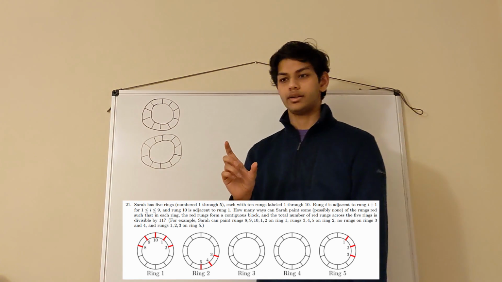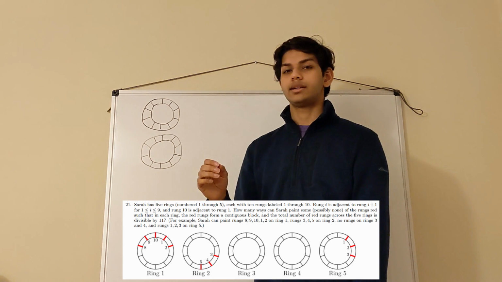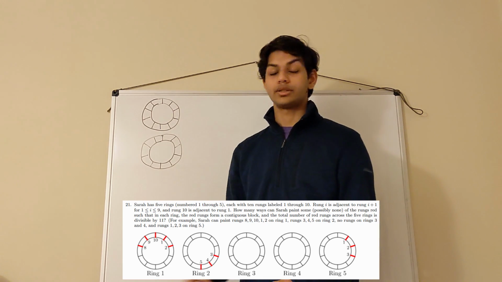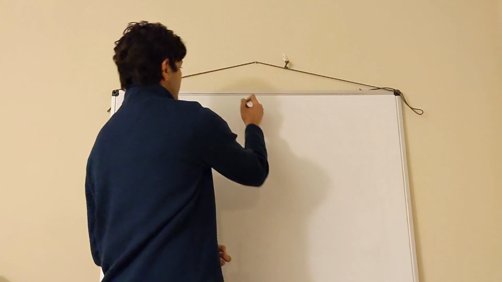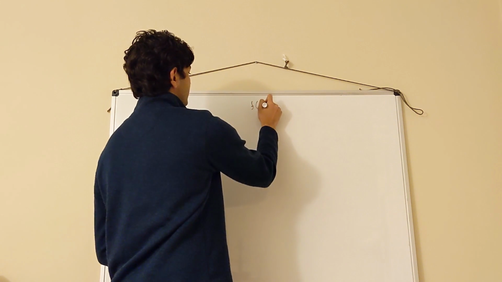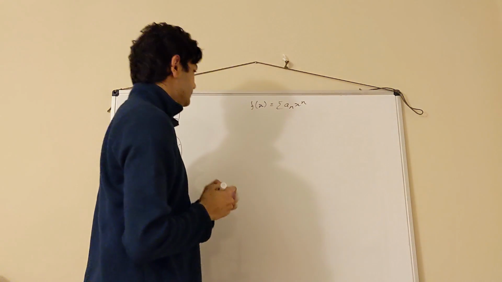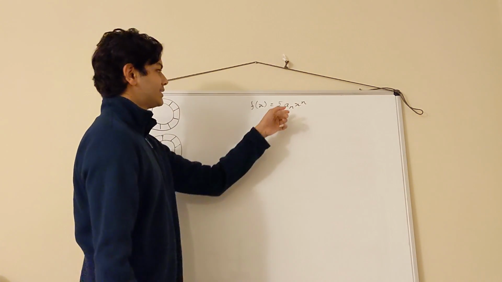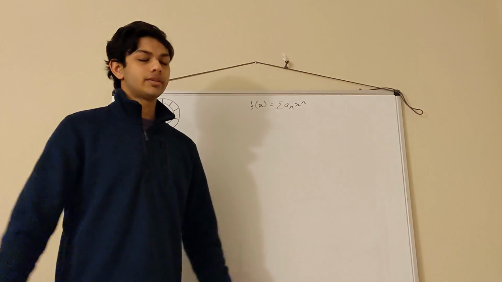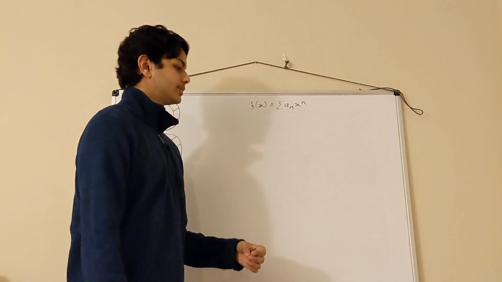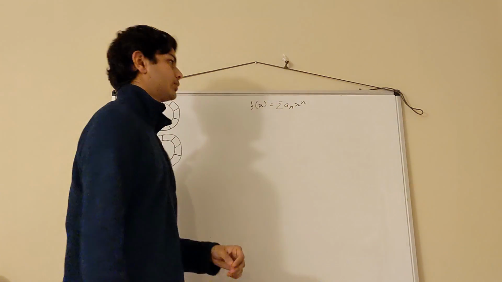The phrasing that it needs to be a multiple of 11 means that it's pretty likely that we can solve this using a roots of unity filter. We want to create a function f of x, which is the sum of a sub n x to the n. The range of n is maybe 0 to 50 or something, but the reason the roots of unity filter is nice is that you don't really care about the range of n. You just create your function and plug in values, and it works.